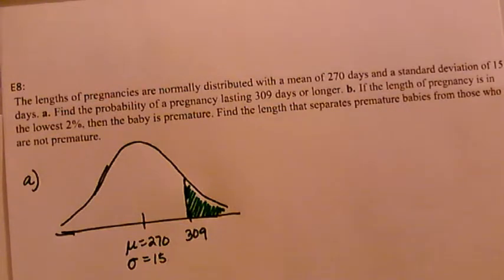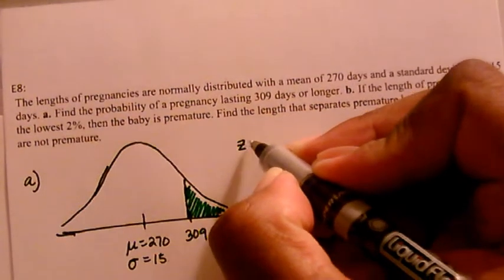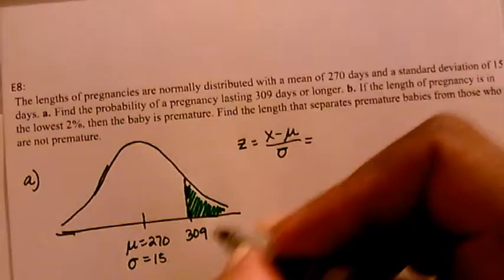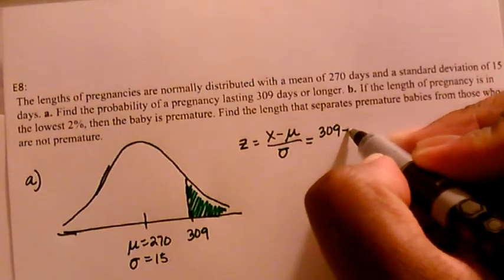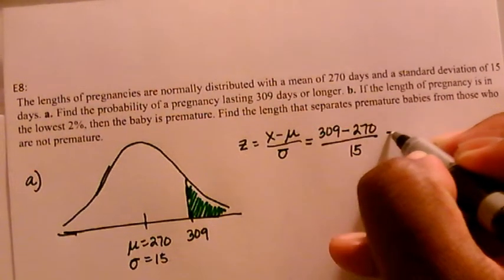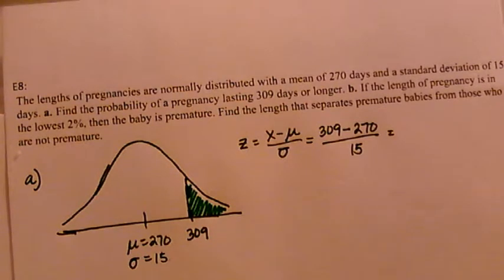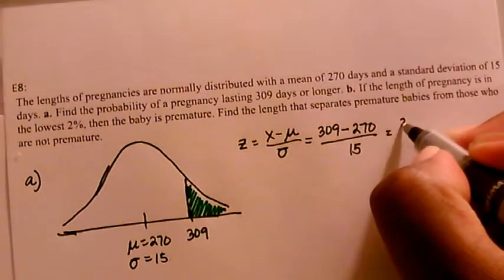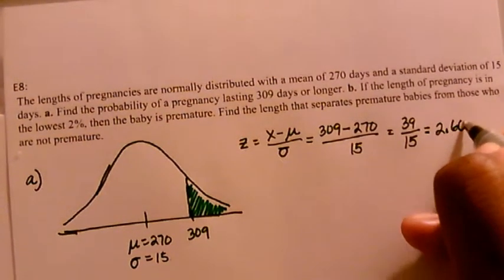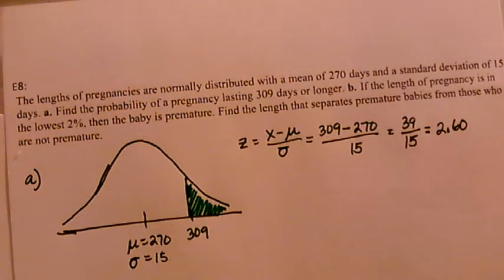So in this particular situation, we need to convert that to a z-score first. So here we use z is equal to x minus mu divided by sigma. Your x value is 309 minus mu, which is 270, divided by sigma, which is 15. So 309 minus 270 will be 39. 39 divided by 15, to 2 decimal places, your z value will be 2.60.